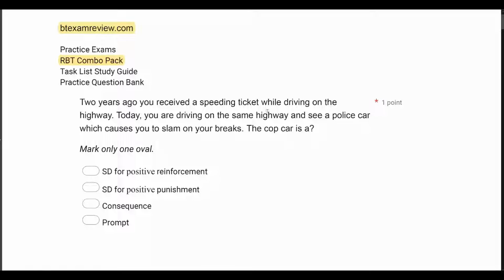2 years ago, you received a speeding ticket while driving on the highway. Today, you are driving on the same highway and see a police car which causes you to slam on your brakes. The cop car is a what?